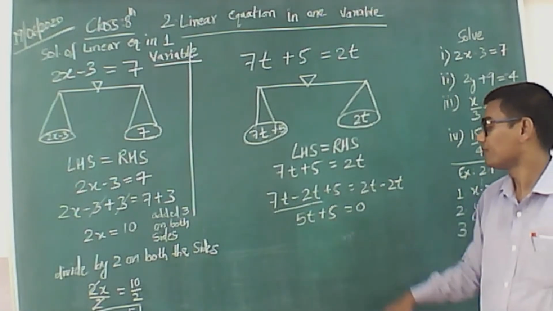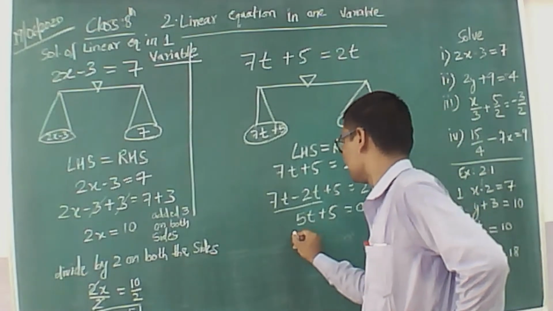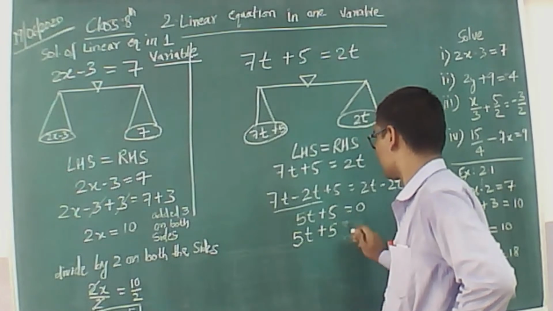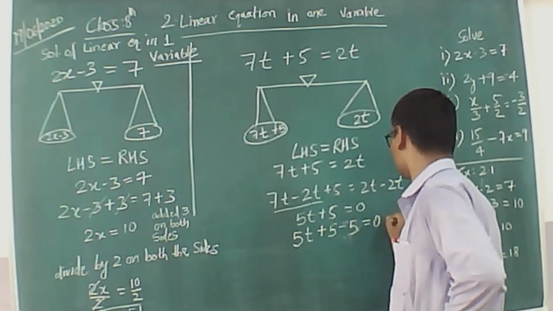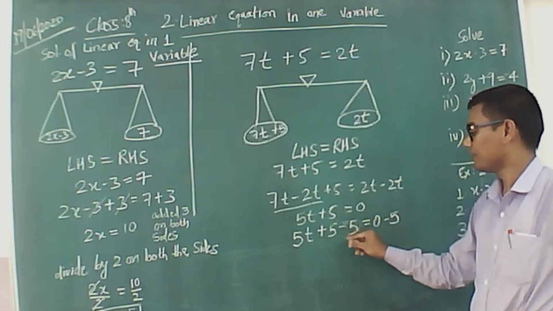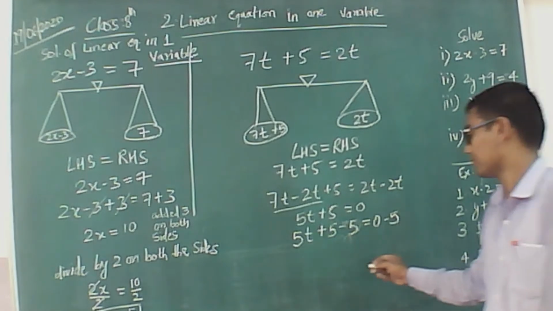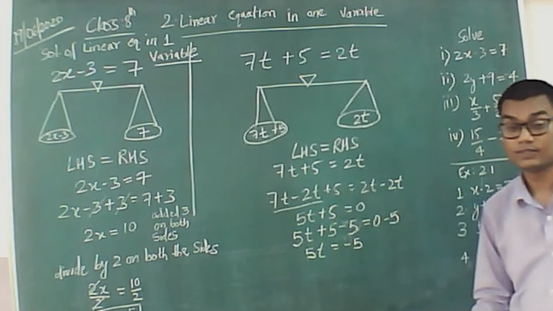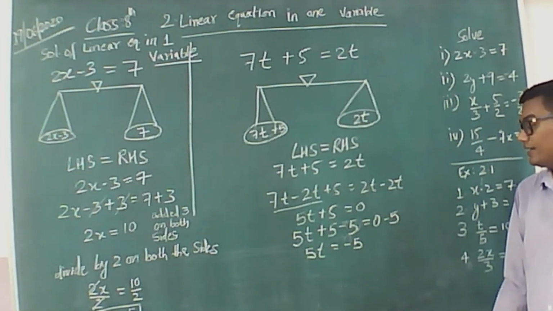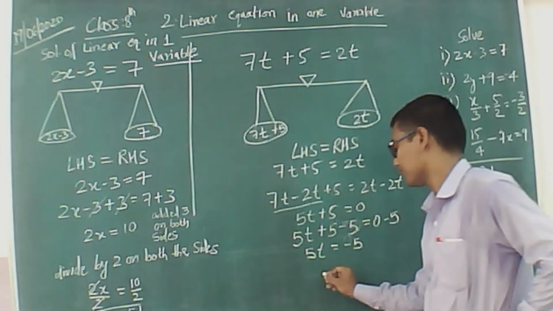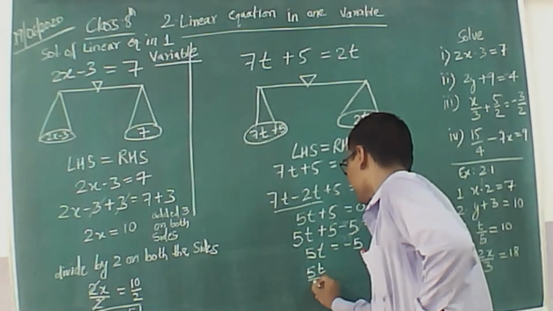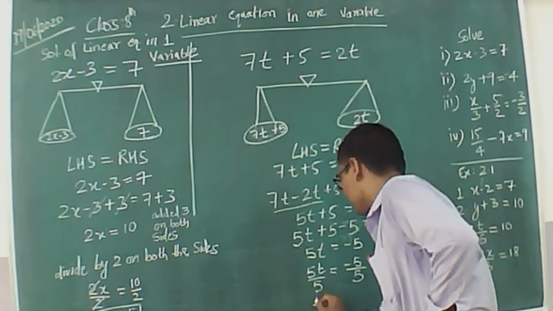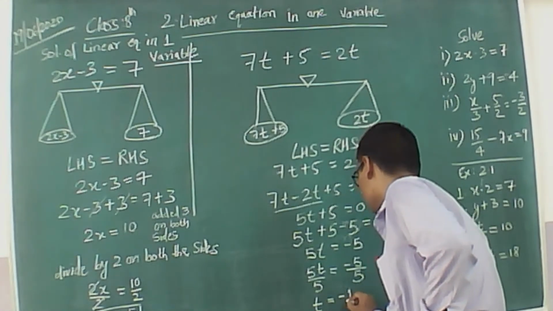Now we will subtract 5 from both the sides. 5t plus 5 minus 5 is equals to 0 minus 5. So this plus 5 and minus 5 will get cancelled, and we will be left with 5t equals to minus 5. Now we will divide by 5 on both the sides. 5t by 5, and here minus 5 divided by 5, and ultimately the value of t is minus 1.